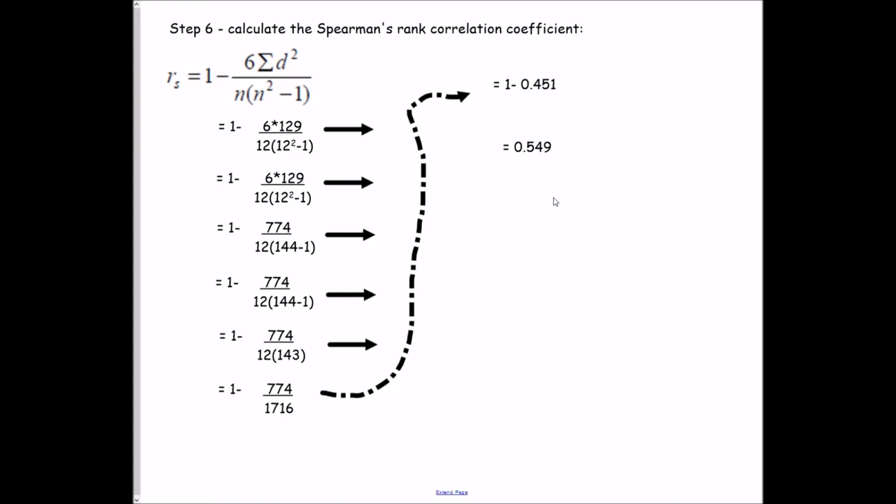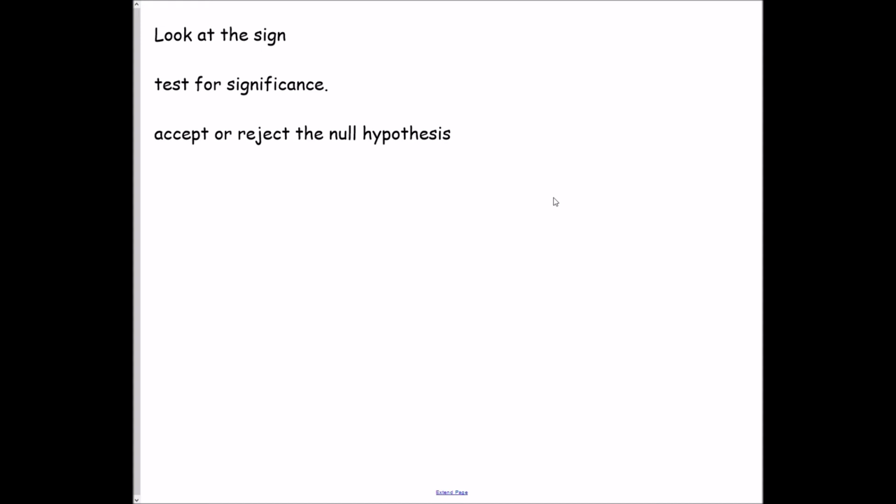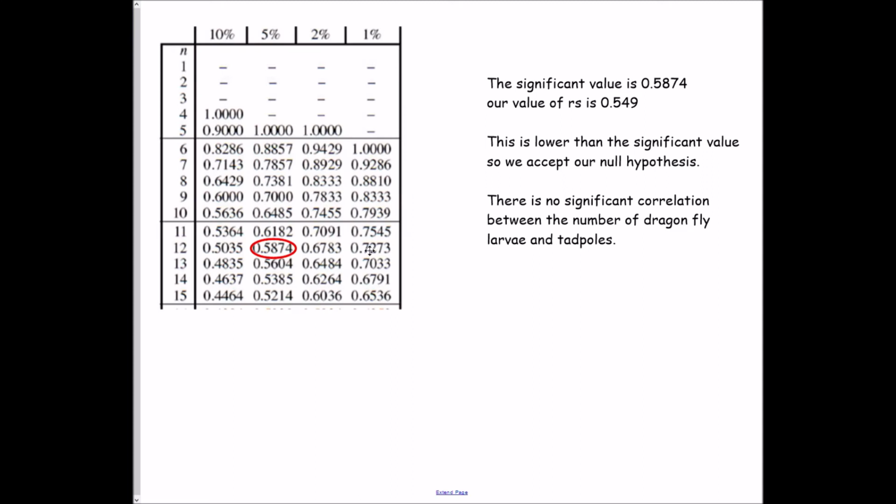Now, what we then have to do is look it up in a table. Again, another statistical table. You will either be given this data or given the table to look it up in. So we're going to look at the sign, we're going to test it for significance, and then we'll accept or reject our null hypothesis. Now, the sign is important. I will come back to the sign a little bit later. So we go to our table now.